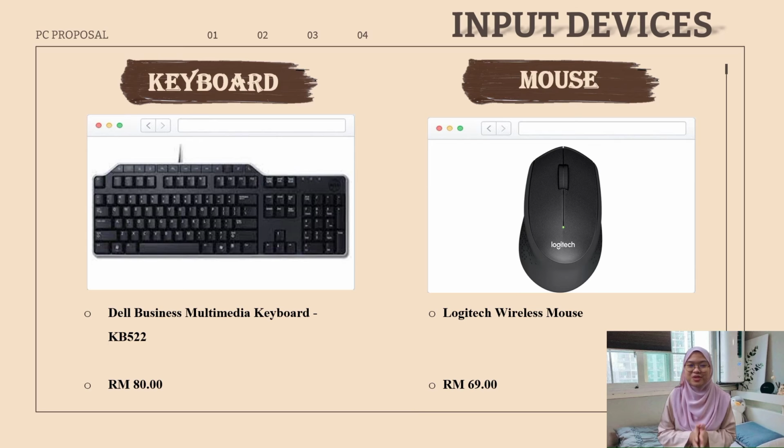Next, for the mouse, we suggest Aliyah to buy a Logitech wireless mouse, which is priced at 69 ringgit. The silent clicking feature of this mouse is incredible, and it is also a stylish mouse with very little noise and a good scroll wheel. And since Aliyah is a student who needs to work for long hours, this mouse is very comfortable to use as it has a better design, and the tracking is high speed, fast and pretty accurate.